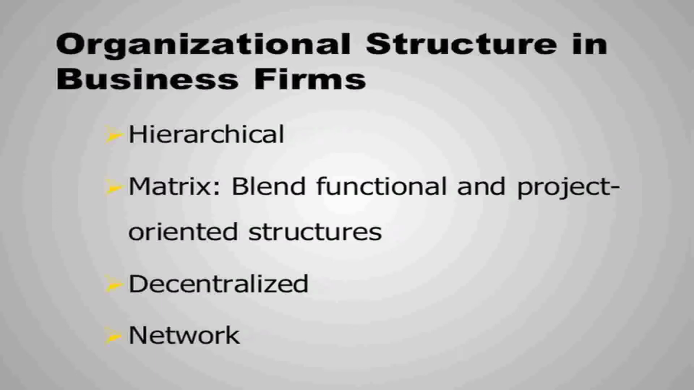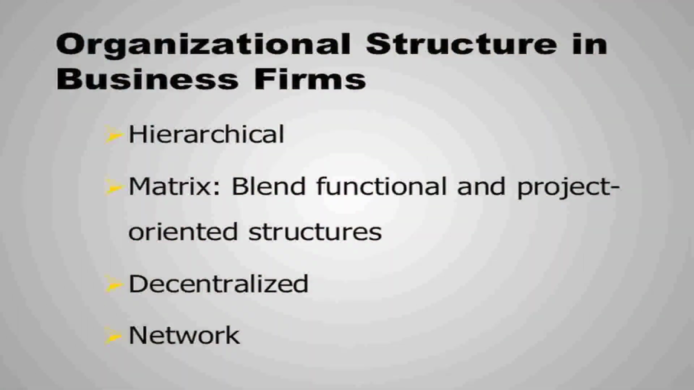There will be a hierarchy, then there will be a matrix, a blend of functions and project oriented structures, decentralization and network. Hierarchical organization means that the authorities will flow from top to lower authorities. So, organizations will make their charts in the accounting systems according to their workings. There will be a matrix where blending functions, that means the overlapping functions, will be managed and the coordinated functions of various departments would be structured. Decentralization of the purchasing could be made, for example, and a network would be there.